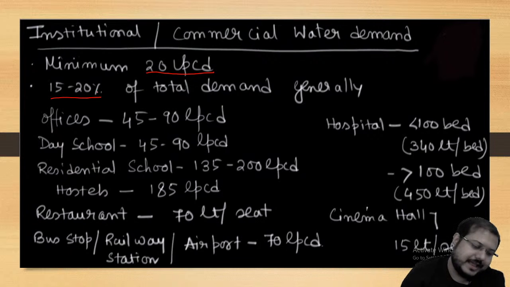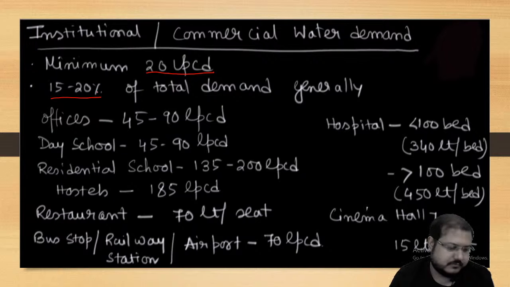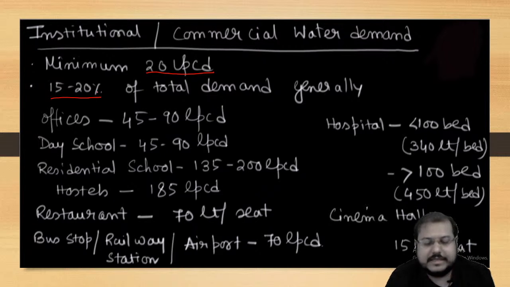After that, I have listed the water demand for different places like offices, schools, residential schools, hostels, restaurants, bus stops, railway stations, airports, hospitals, cinema halls, etc. I have listed these particular values for MCQ type questions. I will not say it is required for GATE itself, because for GATE they don't generally ask this type of questions, but for IES prelims and any PSU examinations, this is important to know and remember.